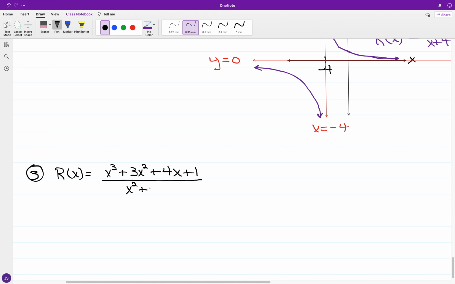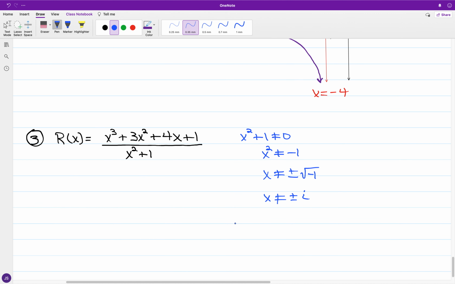Now if we're looking for the domain, again, the denominator cannot be equal to 0. X squared plus 1 cannot be 0, so x squared cannot be -1. And guess what? We're trying to find out what is going to be restricted. Utilizing the square root property of equality, going from x squared to x and -1 to its plus or minus square root, you're only going to have complex numbers. So what this means is that there are no real values excluded.